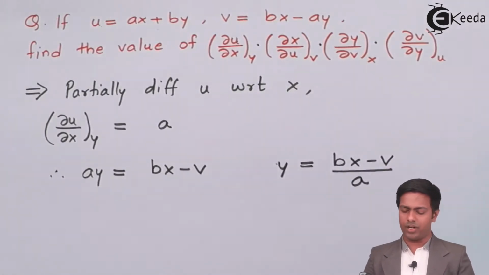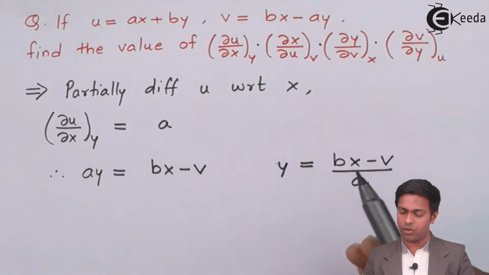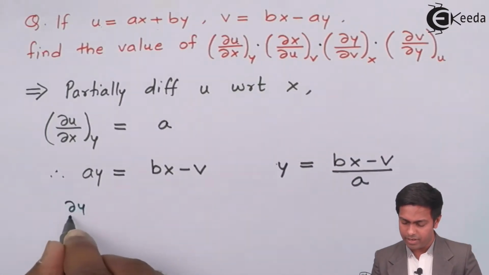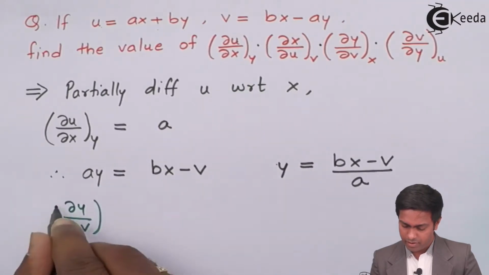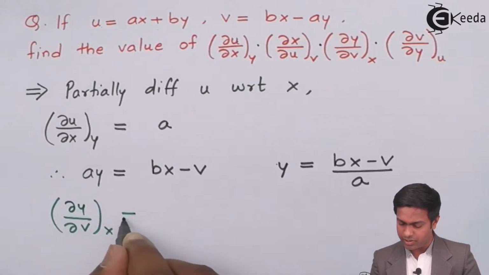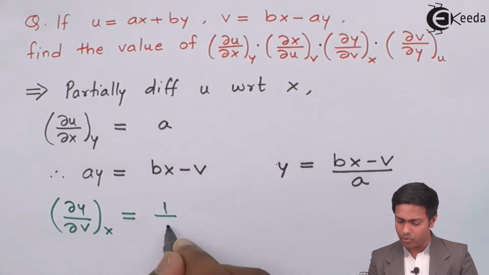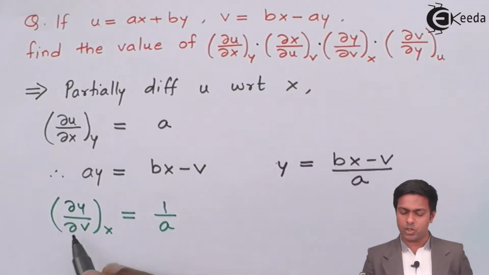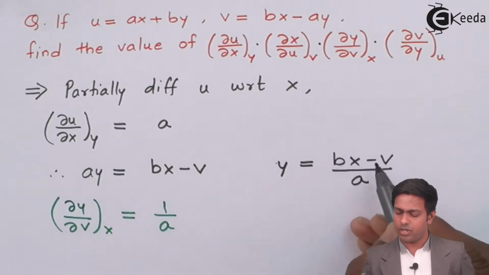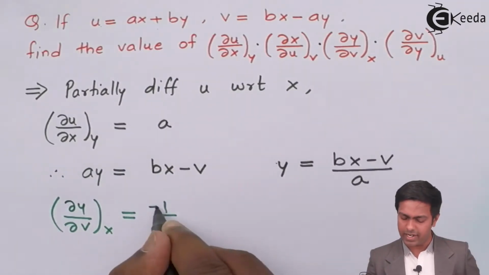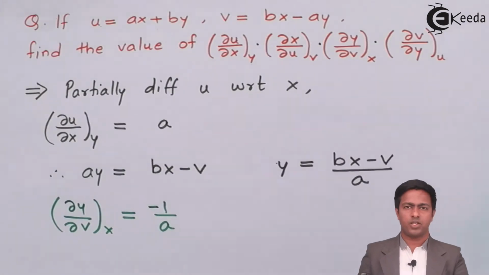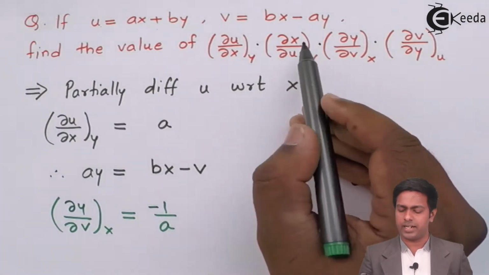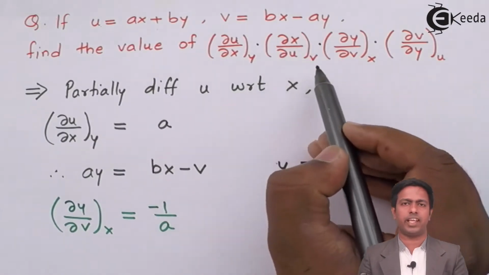And now here you can see that y is a function of x and v. So let's find this. Therefore del y by del v by keeping x constant. So this 1 upon a outside, and we'll differentiate this bx minus v with respect to v. So this will be 0 and here we will get minus 1. So the final answer is minus 1 by a. So we got the third term. Now let's move to the second term, that is del x by del u by treating v as constant.